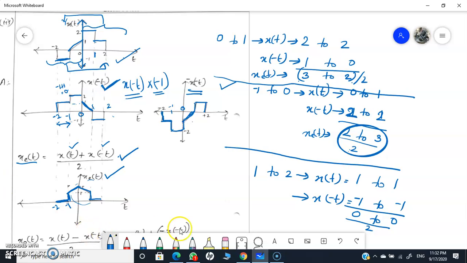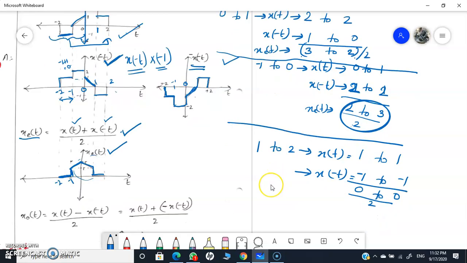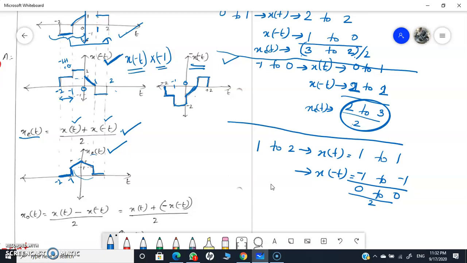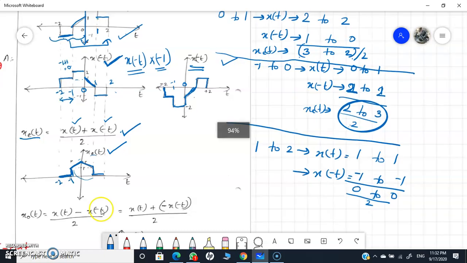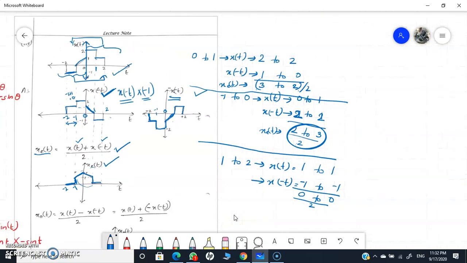Now we have to find the odd component of the signal. So what is the odd component? It is equal to x of t minus x of minus t, divided by 2. So if I am considering this as my x of t, x of t is given by the first figure.